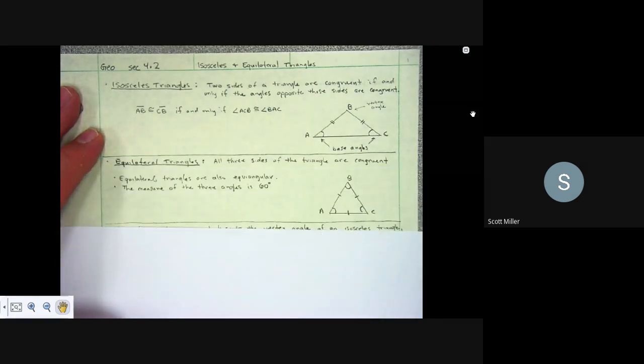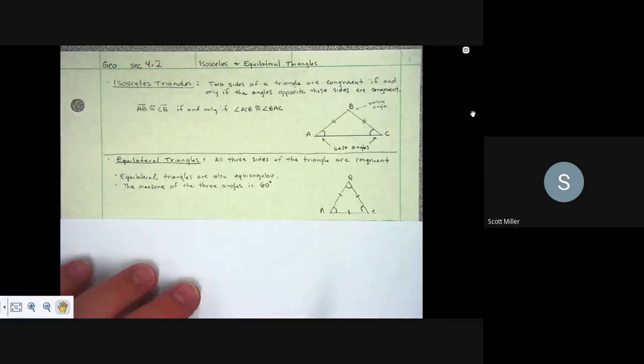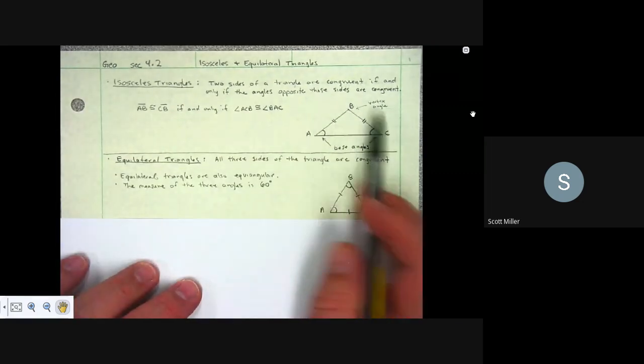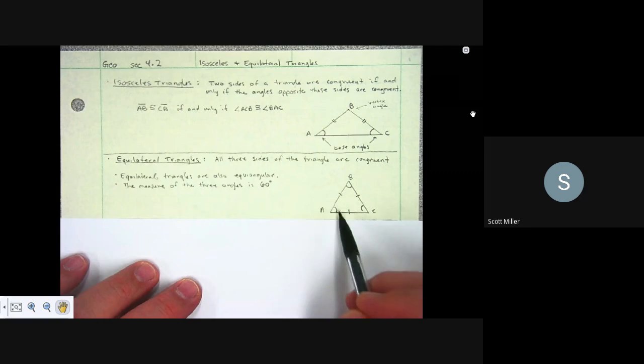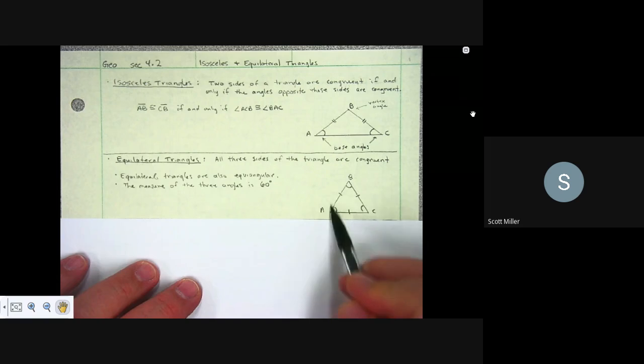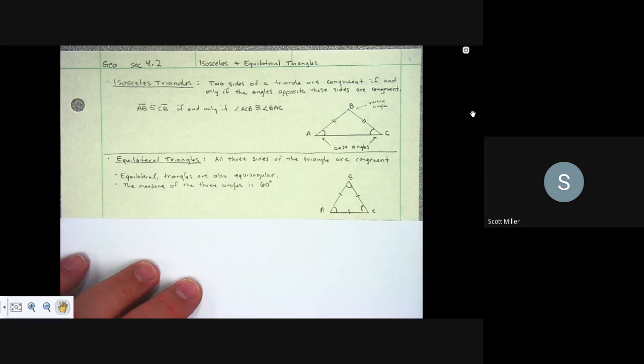An equilateral triangle is also considered isosceles. Well, everything that happens to an isosceles also happens to equilateral, just more so. Equilateral means all three sides are congruent, which means all three angles are congruent. And by deducing the fact that they're all the same angle and they all have to add up to 180, we know that each angle in an equilateral triangle is also 60 degrees. So we know this to be true. Okay?